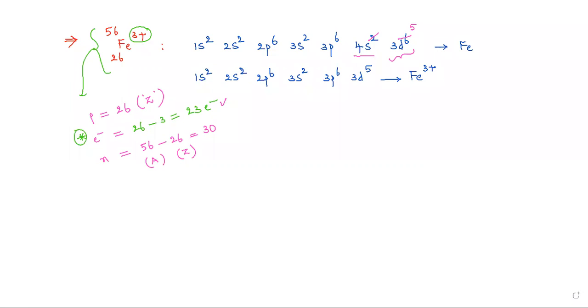The number of unpaired electrons in this can be given as five, isn't it? The 3d5 configuration can of course be represented as this one. This is all about writing the electronic configuration of ions, finding the number of protons, electrons, and neutrons, and of course the number of unpaired electrons.